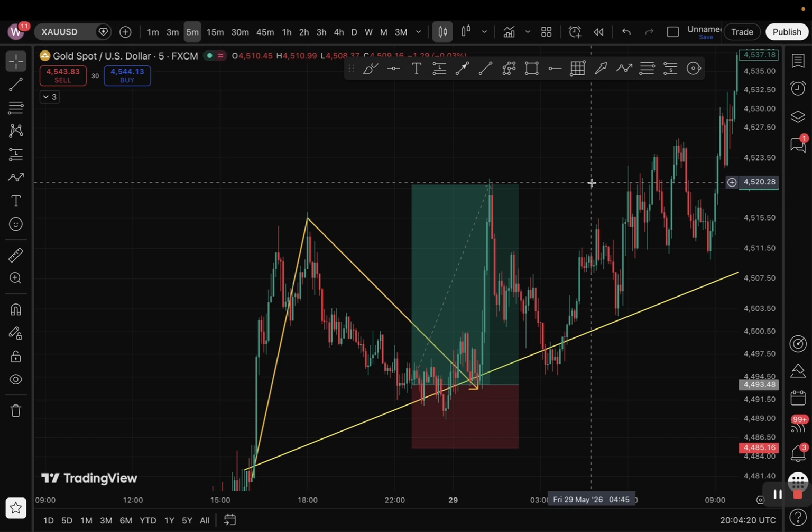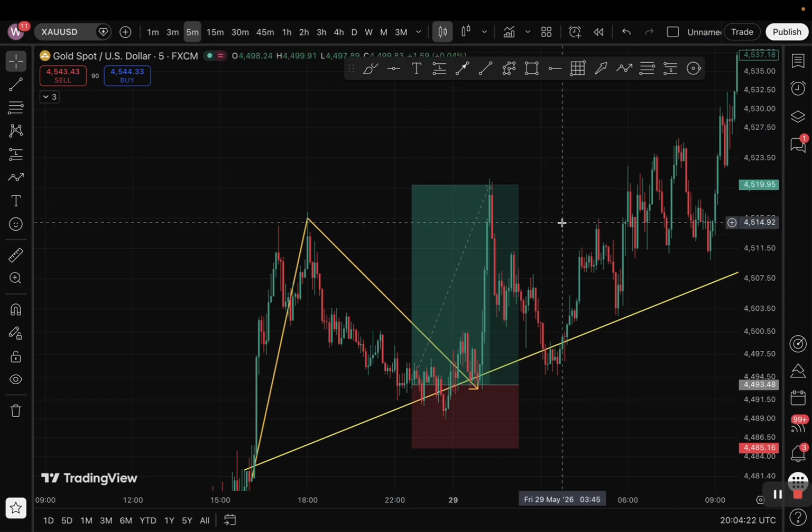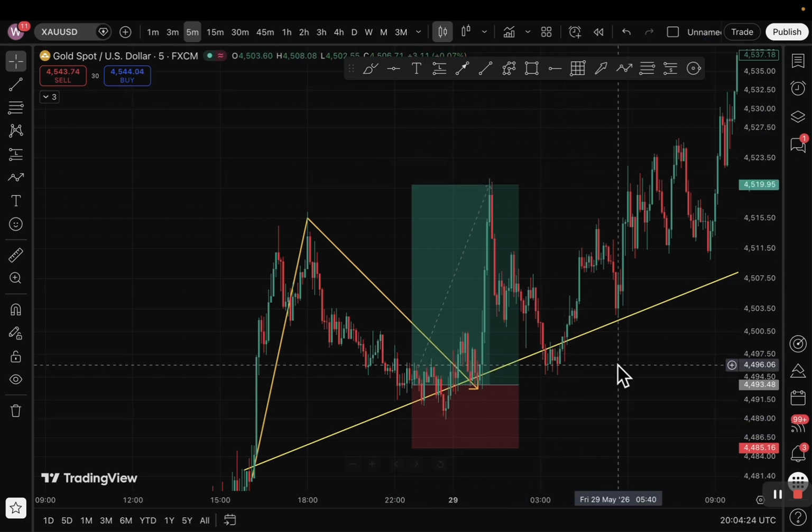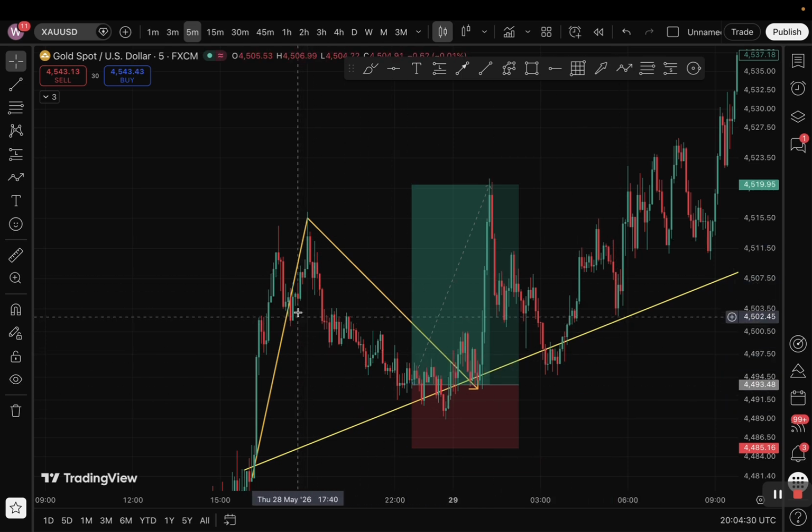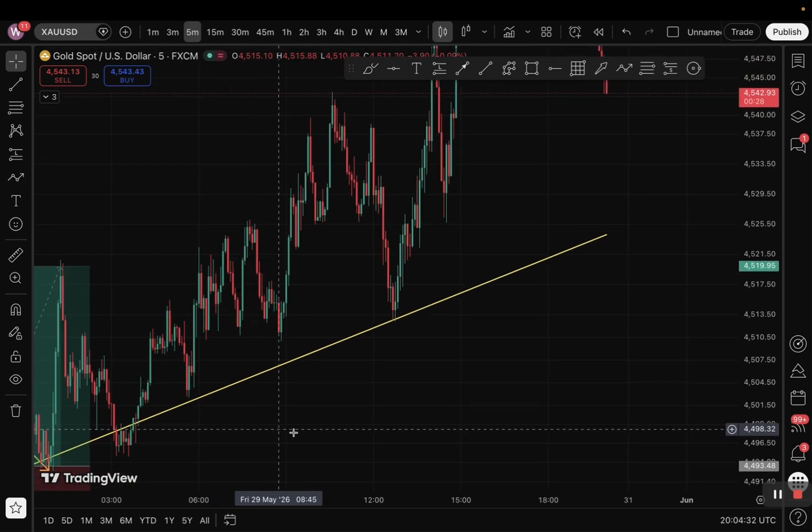With this strategy I discovered, I was able to make $1,800. I don't normally rush. I normally wait for the market to give me a rally and a pullback. But let me show you the current market right now.